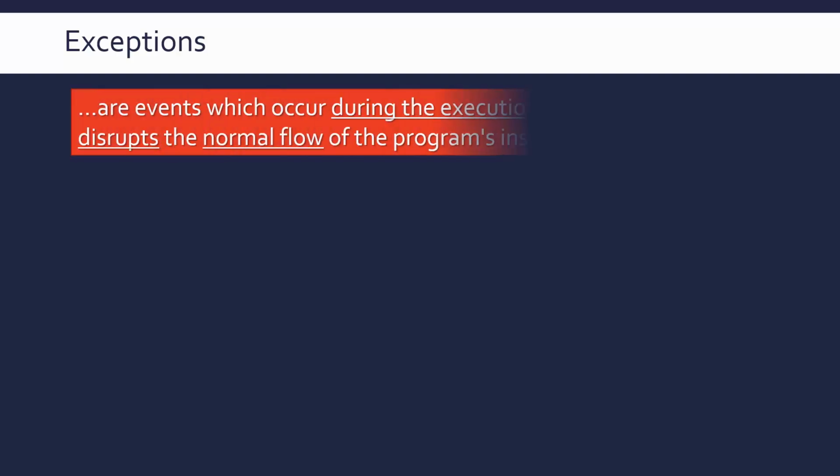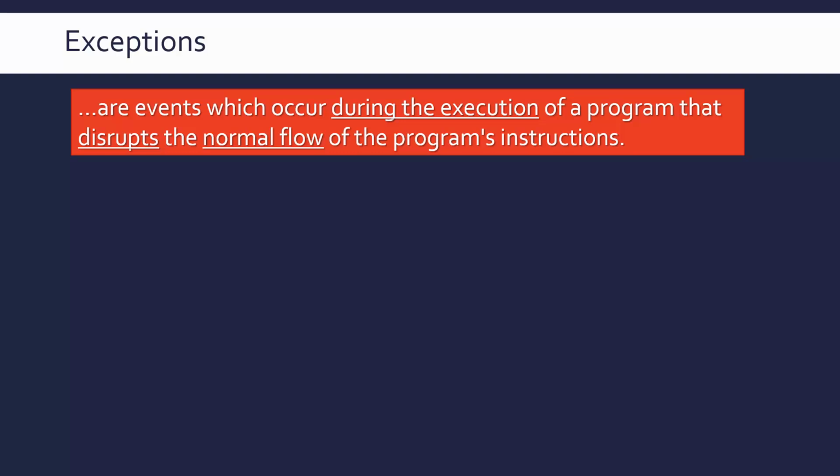Hello, I'm now going to talk about exception handling, which is sometimes overlooked, I think, in learning programming, but it's really key if you want to make a robust and readable program. Now, an exception is an event which occurs during the execution of a program that disrupts the normal flow of a program's instructions.